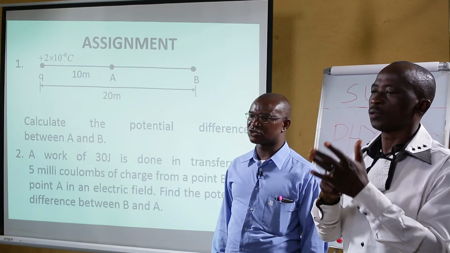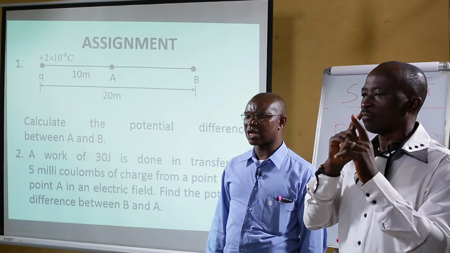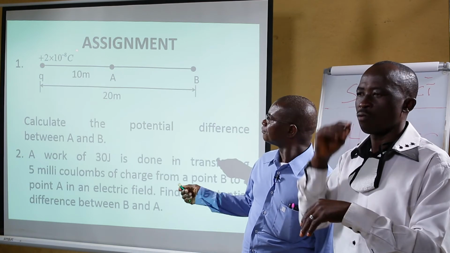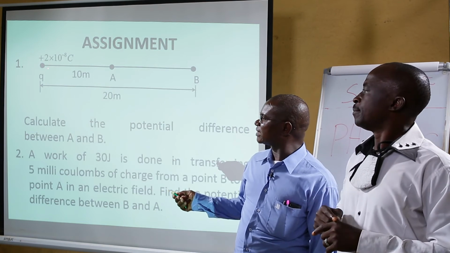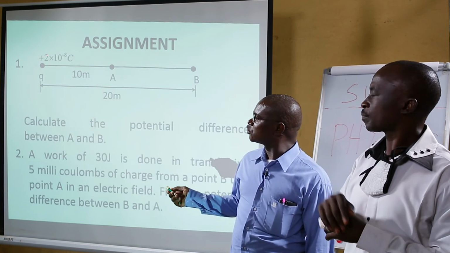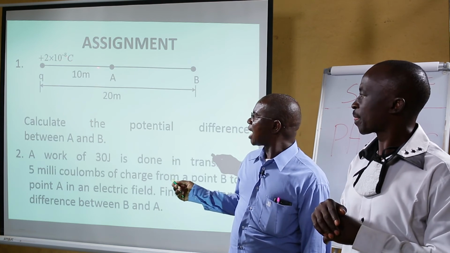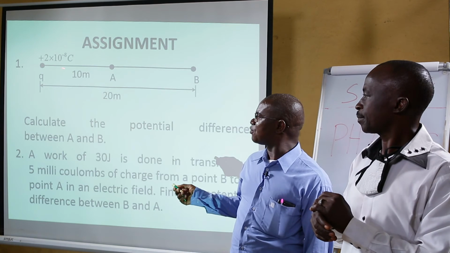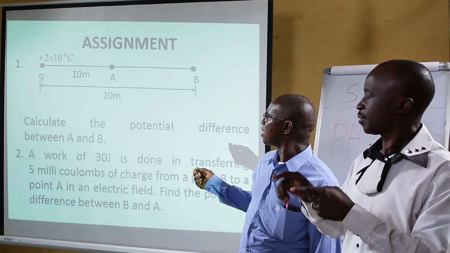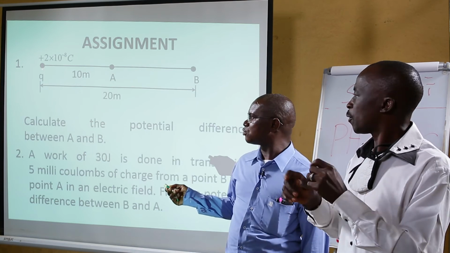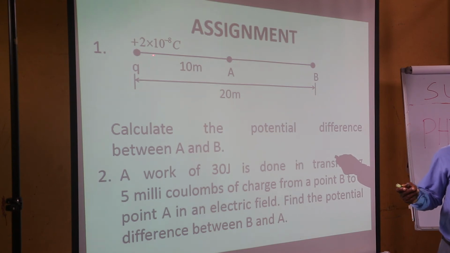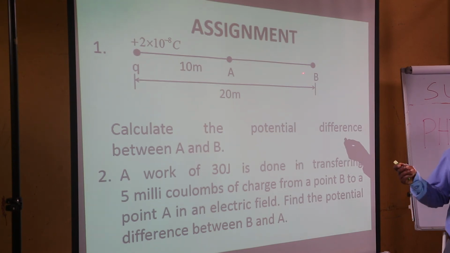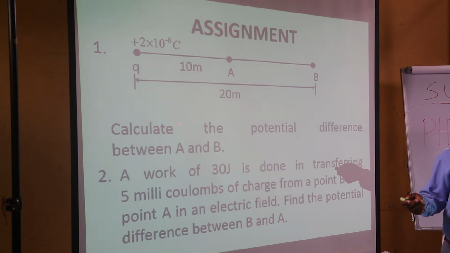With this, examples have been solved and we have this assignment to give you so that you can keep yourself busy. Number one, we have a diagram of a test positive charge or a unit positive charge Q, small letter, of plus 2 times 10 to the power minus 8 coulomb, and a point A which is 10 meter from it. Another point B is 20 meter from that Q. You have to calculate the potential difference between point A and point B.